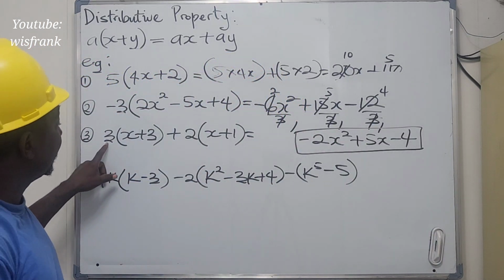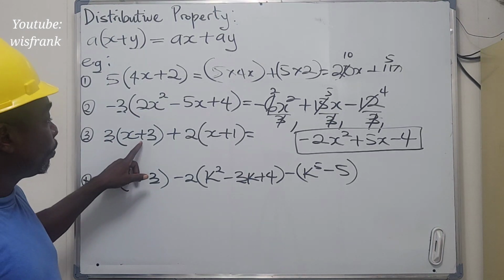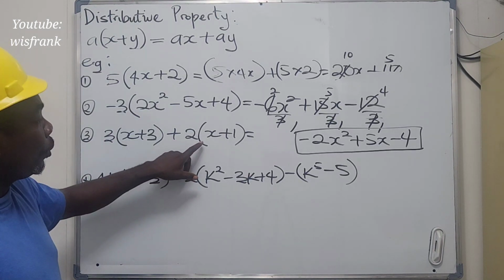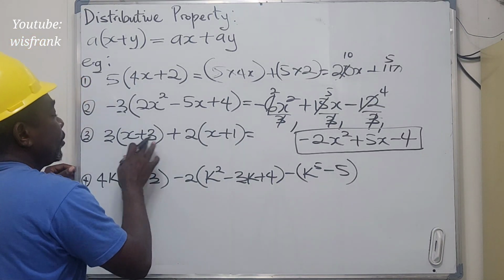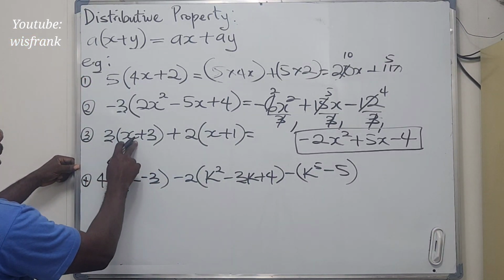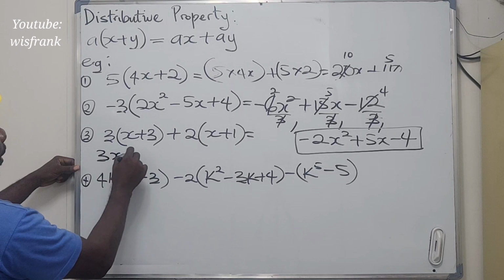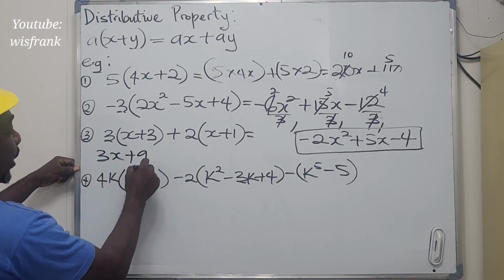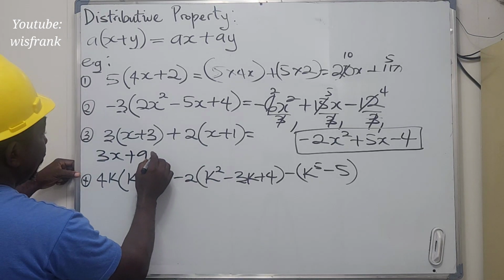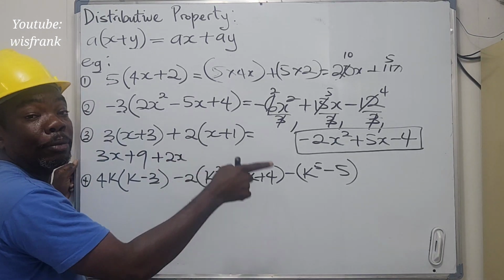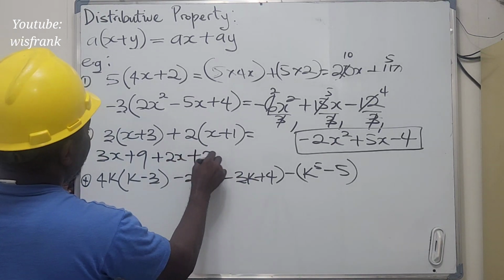So let's look at this. We have 3 into x plus 3 plus 2 into x plus 1. So what we are going to do is expand this parenthesis. 3 times x will give us 3x plus 3 times 3 will give us 9. So we have here 2 times x will give us plus 2x. Then 2 times 1 will give us 2. So this is what we have.